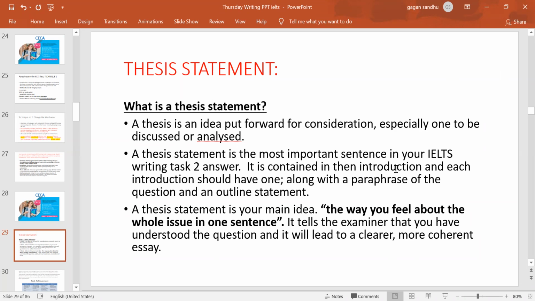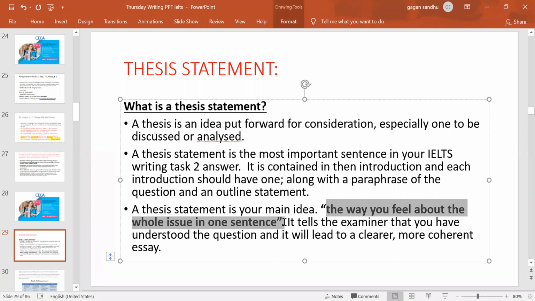It is the most important sentence in the opinion essay. It is contained in the introduction, and each introduction should have one, depending on its opinion, along with the paraphrase of a question and an outline statement. So these are the two mandatory things, right? Thesis statement, in simple words, is the way you feel about the whole issue in one sentence.